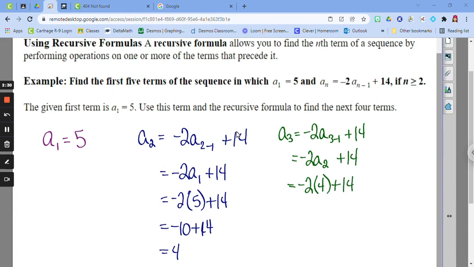So what we're doing each time is we're just plugging in the previous term to get to the next. Okay. So that's going to be -8 plus 14. So the next term is 6. So then we're going to use 6 to get us the next one.